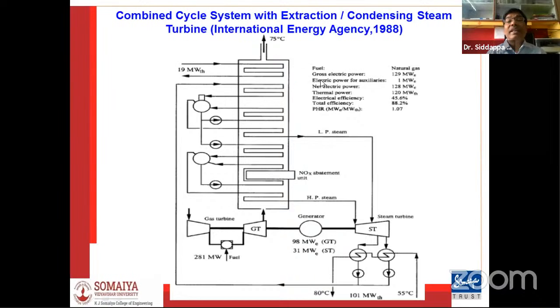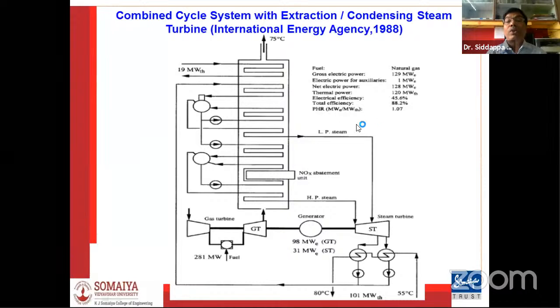Now, here they are using natural gas as fuel, and based on the calorific value, the gross electric power generated will be 129 megawatt electrical. For auxiliary running, they are using 1 megawatt electrical. Net electrical power they are going to generate is 128. Thermal power they are going to generate is 120 megawatt thermal from the steam turbine power plant. They have an electrical efficiency of 45%. Total efficiency due to cogeneration has increased to 88.2.